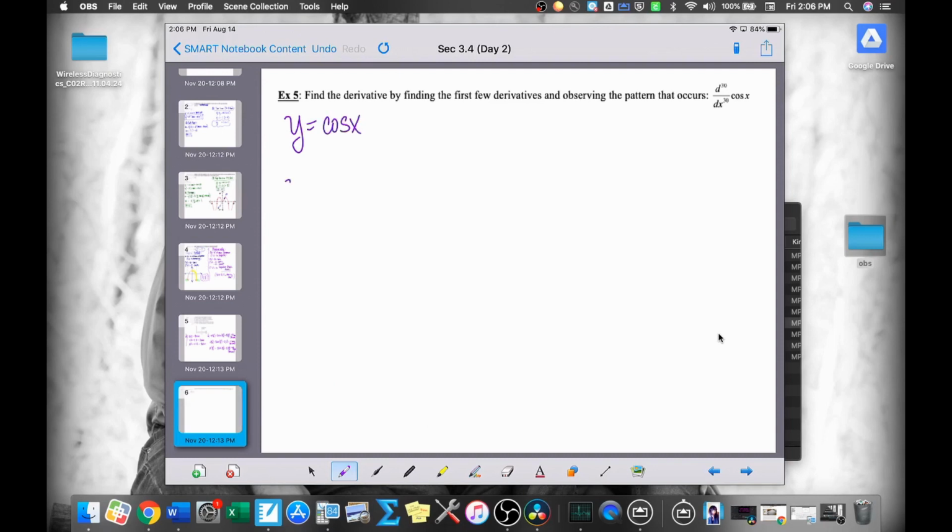So we know that the first derivative, dy dx, the derivative of cosine, is negative sine x. Okay, so this is the first derivative. Then d squared y dx squared, that would be the second derivative. The derivative of sine is cosine times the -1, which means that the second derivative of cosine would be negative cosine x. And then my third derivative, d cubed y dx cubed, is going to be the derivative of negative cosine. Well, the derivative of cosine is negative sine, so negative sine makes sine x. That's going to be my third derivative.